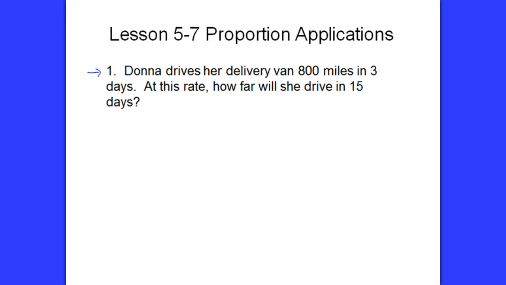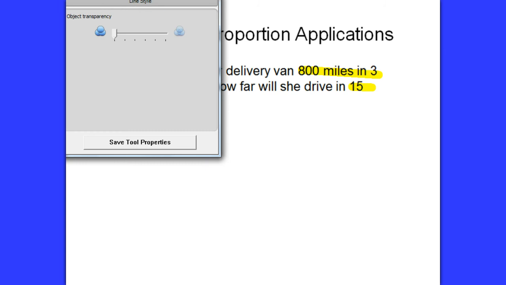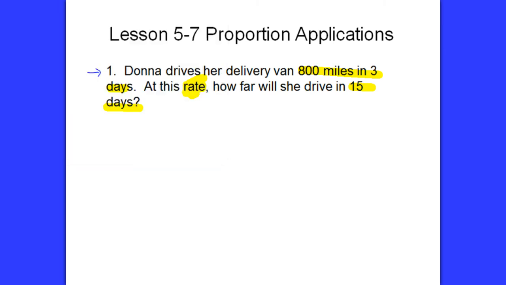It says that Donna is driving a delivery van 800 miles in 3 days. Okay, so that is a rate right there. She goes 800 miles in 3 days. So at that rate, how far would she drive in 15 days? That's what they're asking us to solve here. So it's going to be important to me that you write the information down exactly like I do here in class for the point of showing me that you understand it, and it actually makes it easier as we go along and understand what's really happening here.